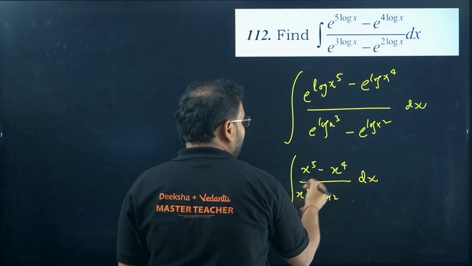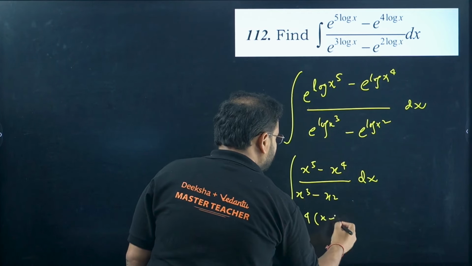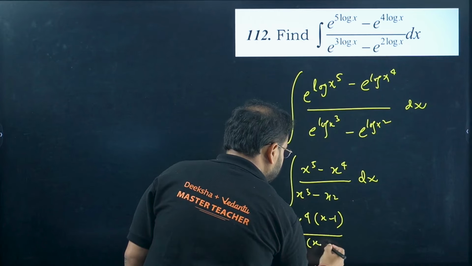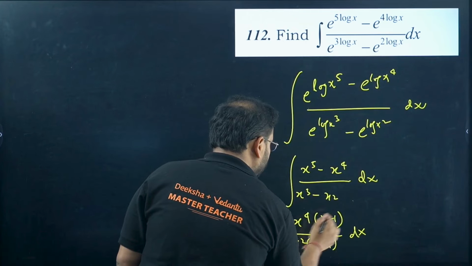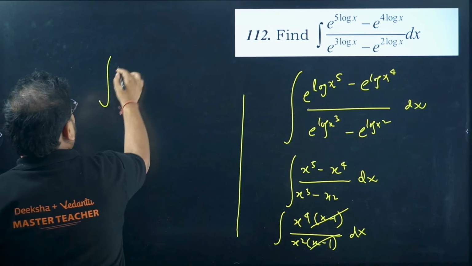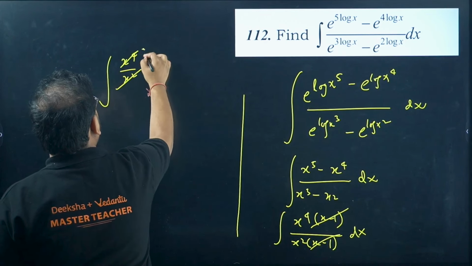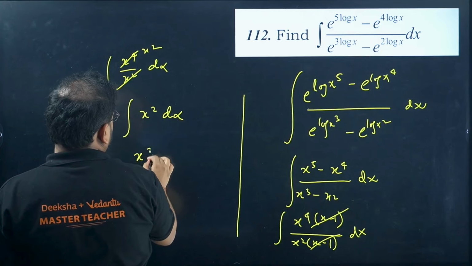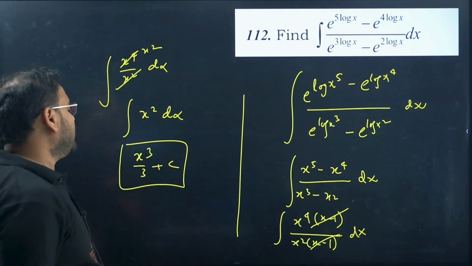So you can see I have x power 4 common here, numerator. I'll have x minus 1 left in this, and x power 2 in the denominator. I'll have x minus 1 again left in this. Integration continues, this and this is cancelled. So now I have what? x power 4 by x square dx. This is cancelled. I have x square. Integration of x square dx is what? x cube by 3 plus c.